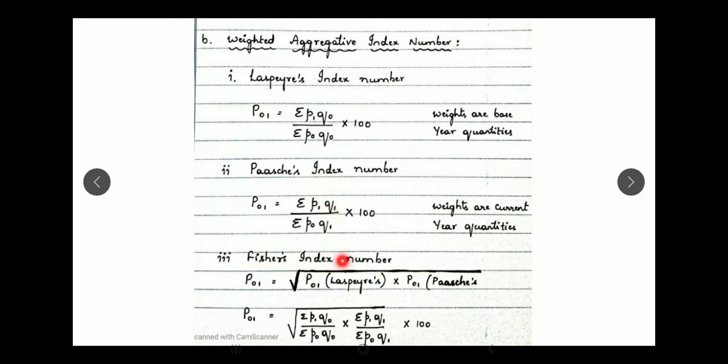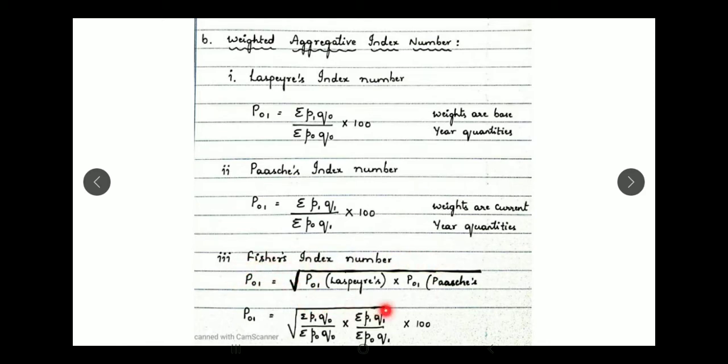Whereas Fisher's index number is in fact an ideal index number, because it combines both Laspeyres and Paasche's index numbers. This is the geometric mean of Laspeyres and Paasche's index numbers. So what exactly does it mean? Whatever answers you have got for Laspeyres and Paasche's index numbers, multiply them and take the root of it. For example, if we have got 200 here and 10 here, then 200 into 10 is 2000, and take the root of it. You will get Fisher's index number.